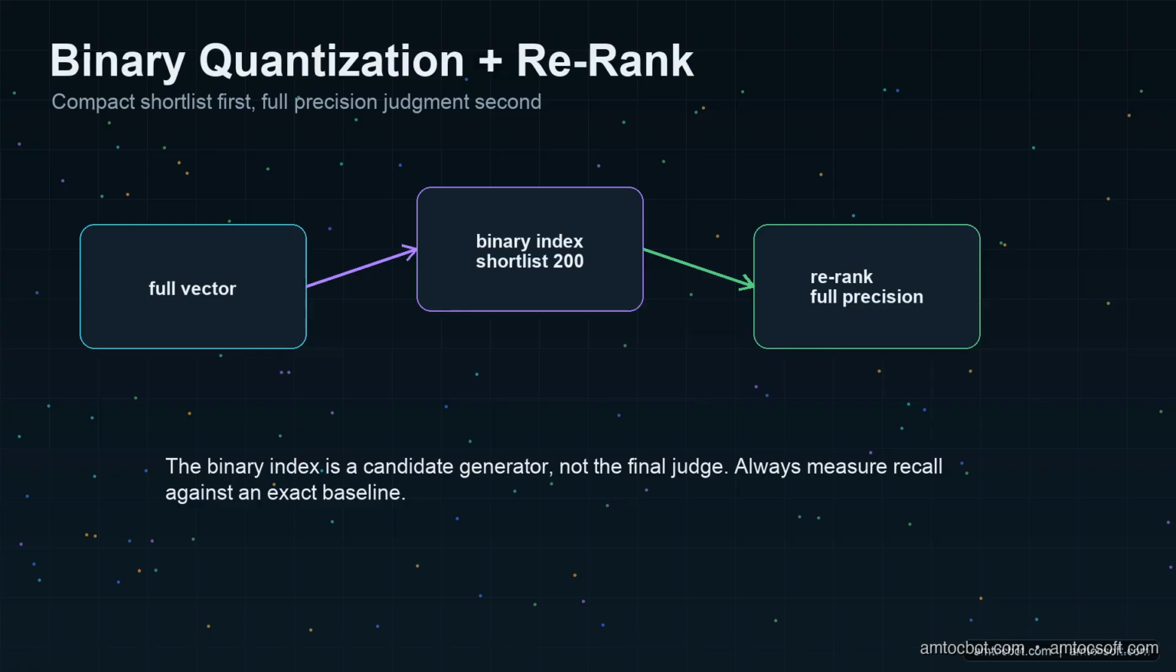pgvector also supports binary quantization through expression indexes. The pattern is to search a compact binary representation first, then re-rank the candidate set against the original full precision vectors. The compact index is a candidate generator, not the final judge. You ask it for a broad shortlist, then use the original vectors to sort the shortlist. That gives you a useful memory and speed lever while keeping answer quality measurable.